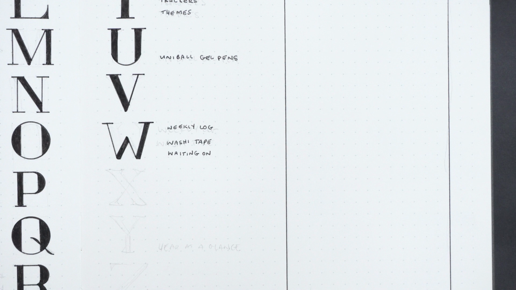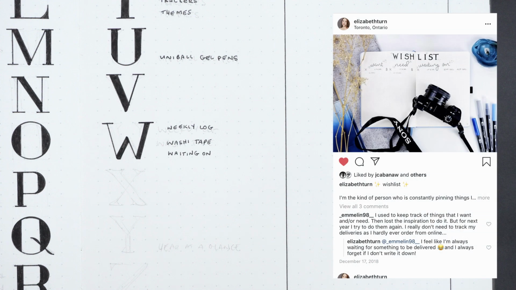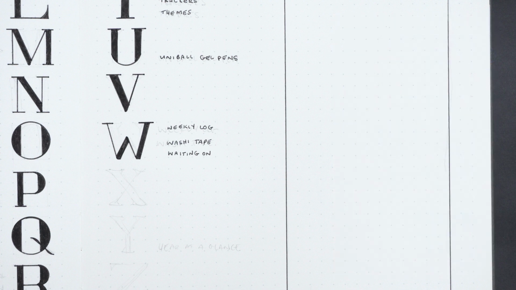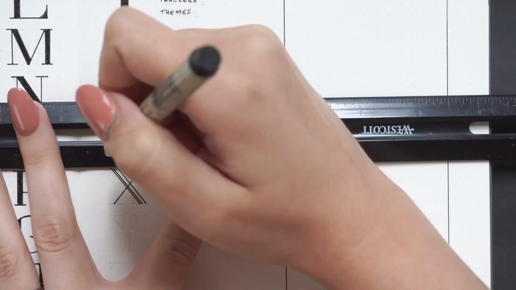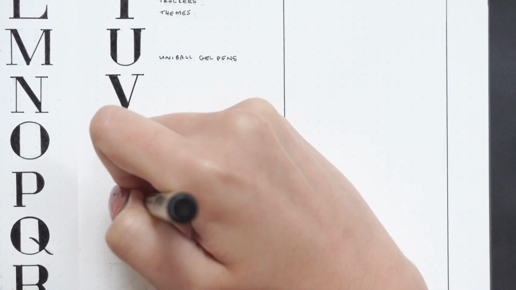And lastly, for W, we have waiting on. This is a particular type of spread that I really like, that you can set up to write out any types of things that you are waiting on to get delivered or waiting to have done by someone else. It's just a good place to collect all of these things together so that you can make sure you don't forget about them if they maybe don't happen in the time you expect, and you remember that maybe you should be following up. For X, I couldn't think of anything at all, so again, if you can come up with ideas for X, please let me know in the comments.